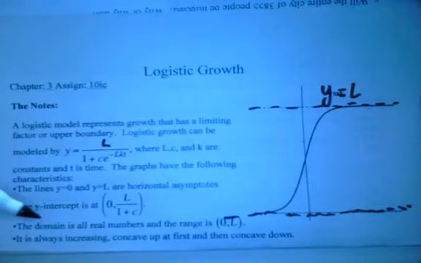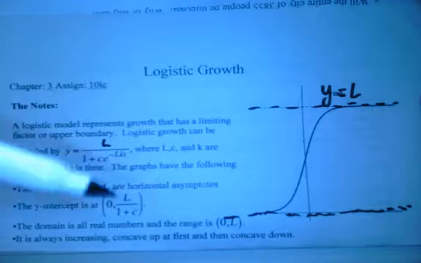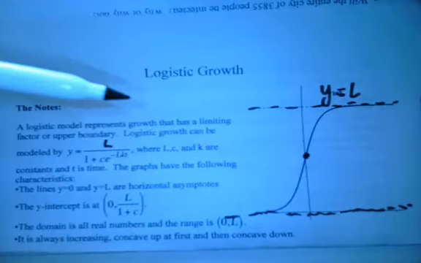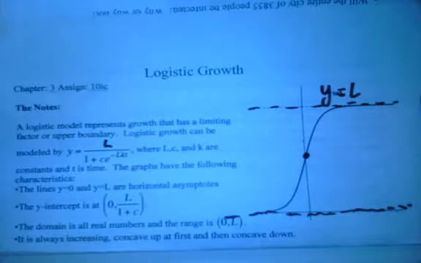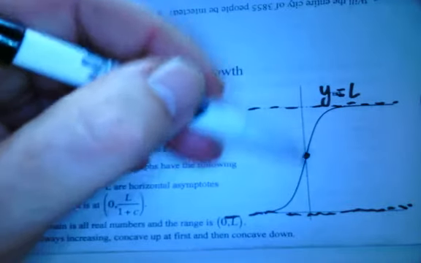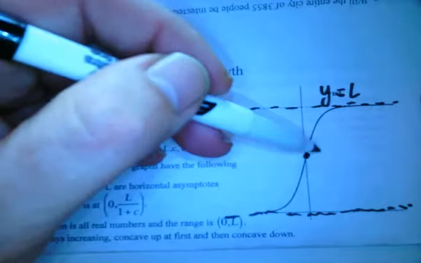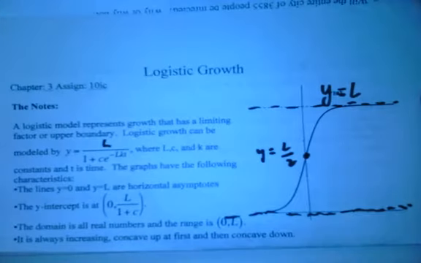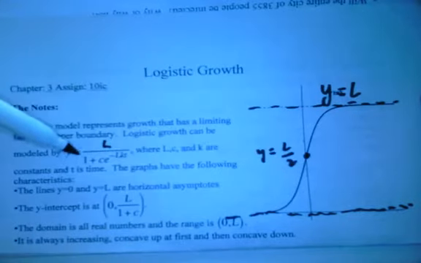The domain is all real numbers. There's no restriction here. And of course, the range only goes from 0 to L, the carrying capacity of the environment. This function is always increasing. It's concave up and then it's concave down. And curiously, the point where the function changes from concave up to concave down is the place where the growth rate is fastest. This point has a y value of L over 2. Now that's not the x value, that's the y value.